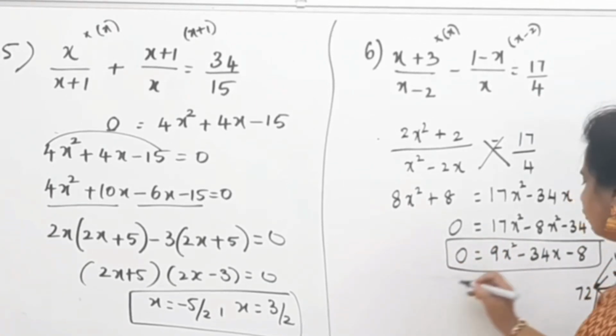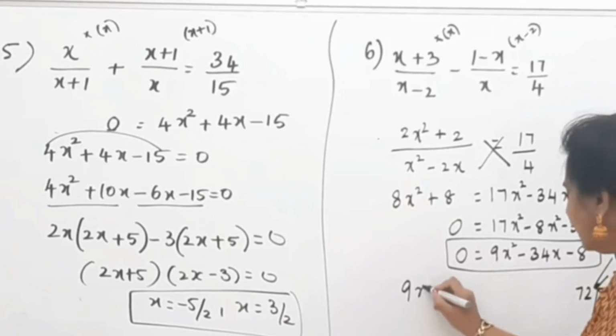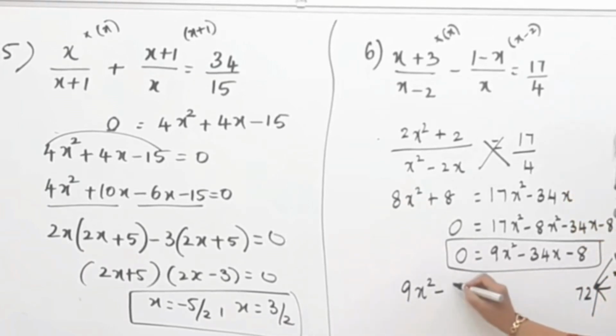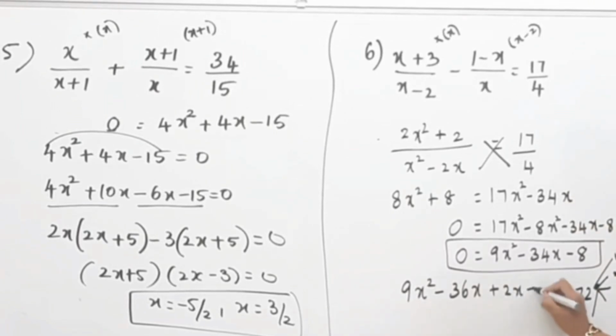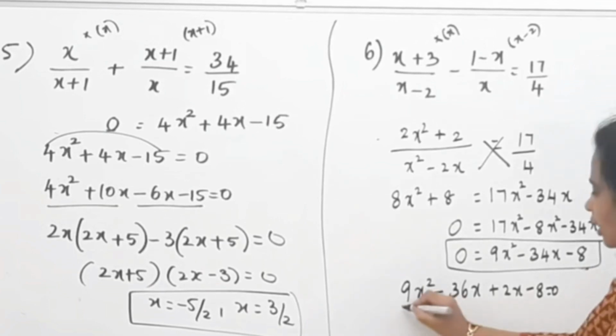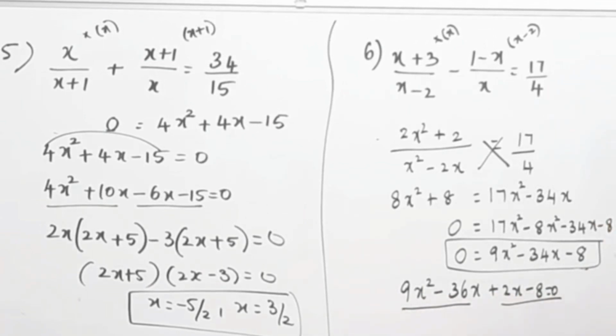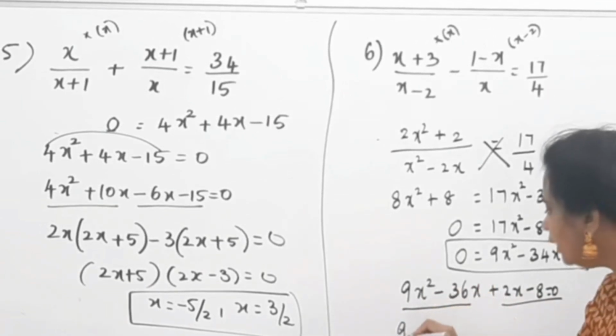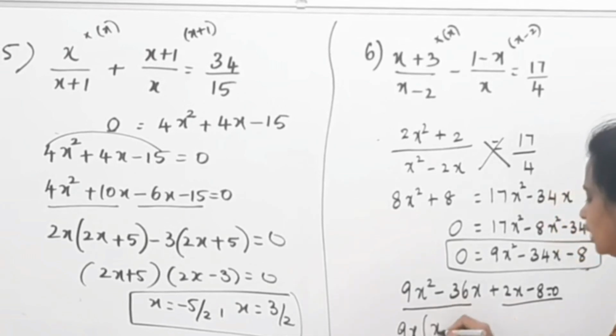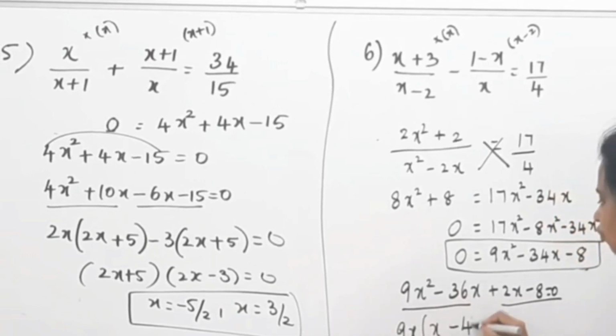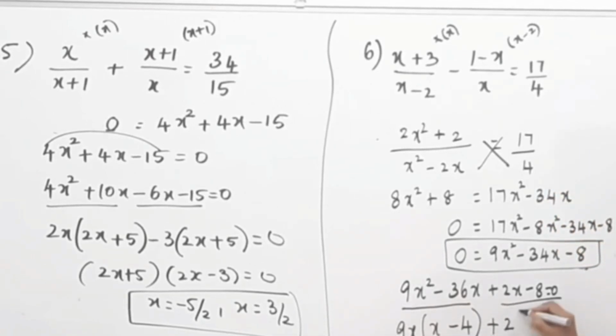I would have my factors as 9x squared minus 36x plus 2x minus 8 equal to 0. So, grouping my factors, take out the common 9x outside. So, x minus 4 plus 2 is taken outside. I get x minus 4 equal to 0.